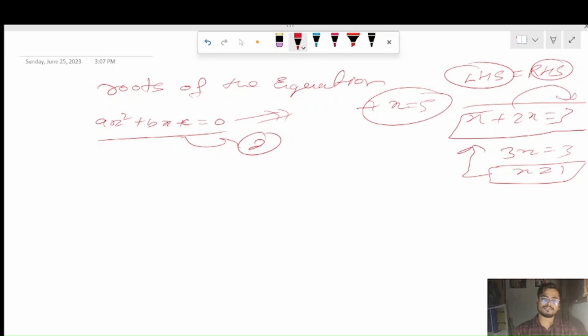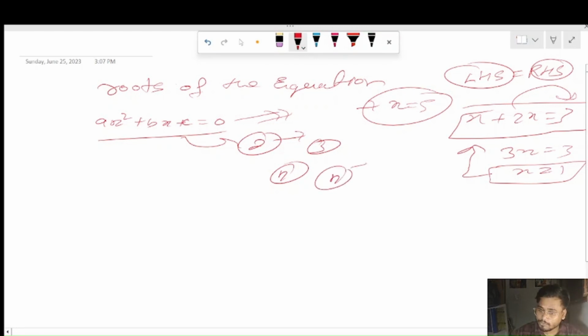It doesn't matter whether the roots are real or imaginary or the same or repeated. These things we will learn further. First, we have to learn how many roots an equation will have. So a quadratic equation will have how many roots? 2 roots. A cubic equation will have how many roots? 3 roots. An n degree polynomial will have how many roots? N roots. And when the power of a variable in an equation is n, that is known as an n degree polynomial.